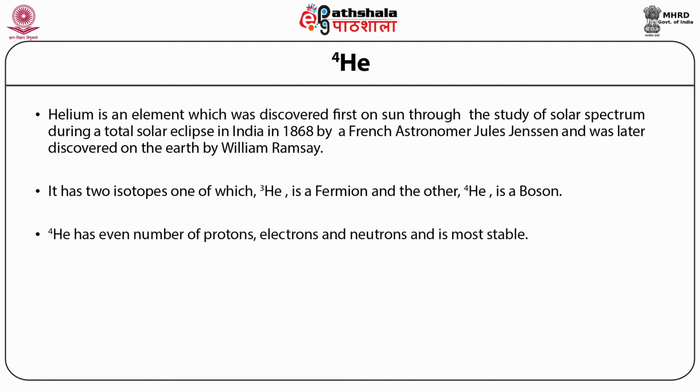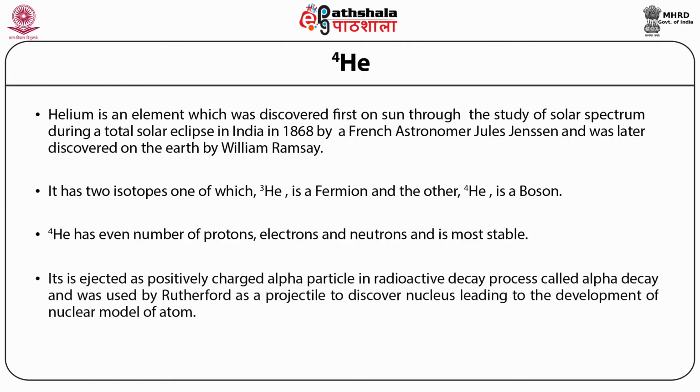Helium-4 has even number of protons, electrons and neutrons and is most stable. It is ejected as positively charged alpha particle in radioactive decay process called alpha decay, and was used by Rutherford as a projectile to discover nucleus, leading to the development of nuclear model of atom.